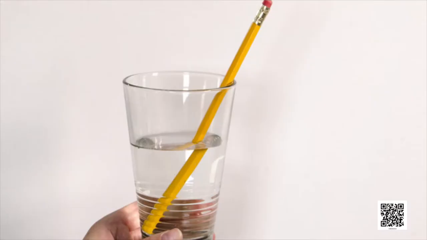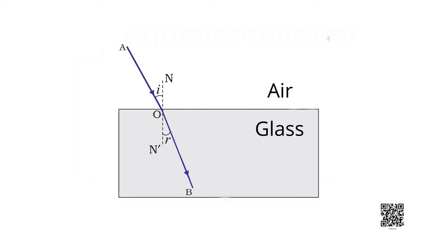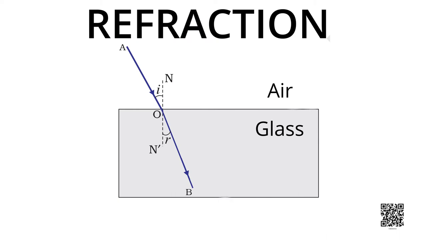When a pencil is partially immersed in water and held obliquely to the surface, it appears to be bent at the point where it enters water. Actually, light coming from different directions enters our eyes, and that is why the pencil appears to be bent. All these examples show that light does not travel in the same direction in all mediums. It appears that when traveling obliquely from one medium to another, the direction of propagation of light in the second medium changes. This phenomenon is called refraction of light.